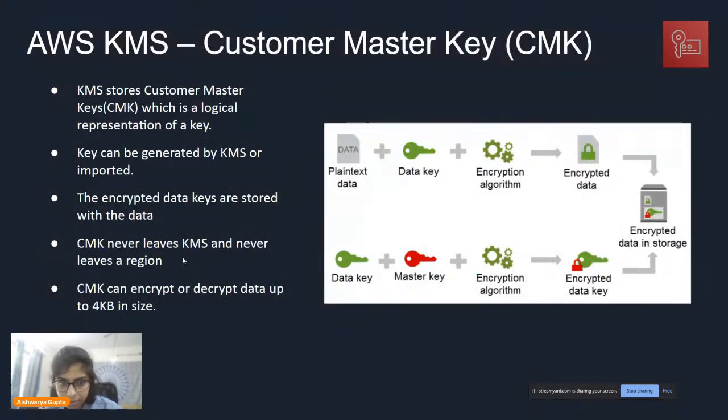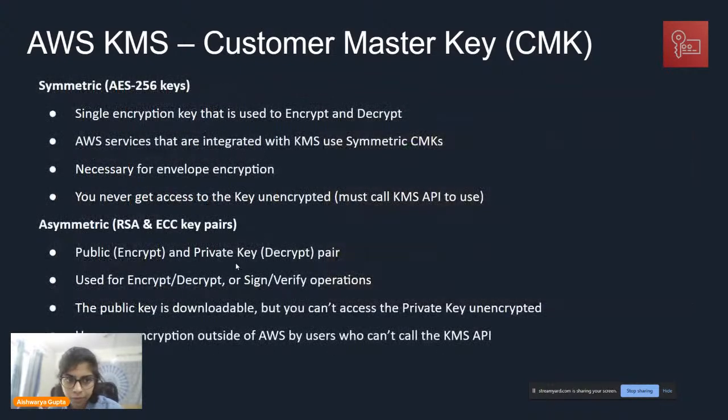So this is about customer managed keys. As I mentioned before, one of the limitations of KMS is that it can be used to encrypt or decrypt data only up to 4 KB in size. After this, we would have to use custom keys, right? So now there are two types of encryption: symmetric and asymmetric. AWS recommends that we use symmetric keys, and most of the AWS services support symmetric encryption only.